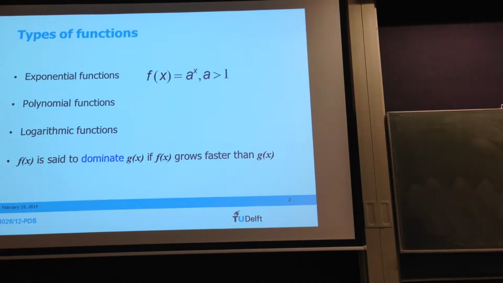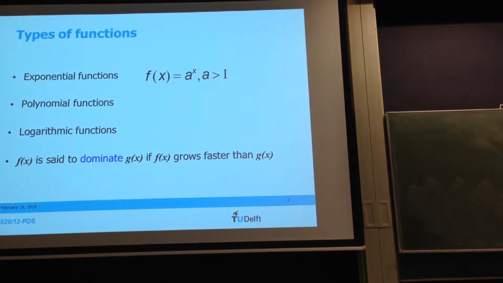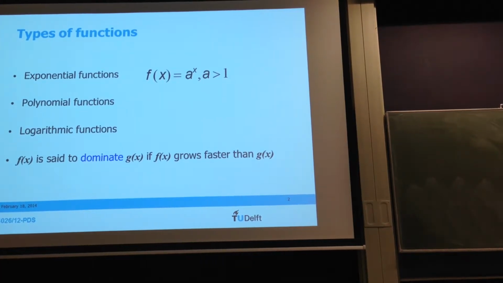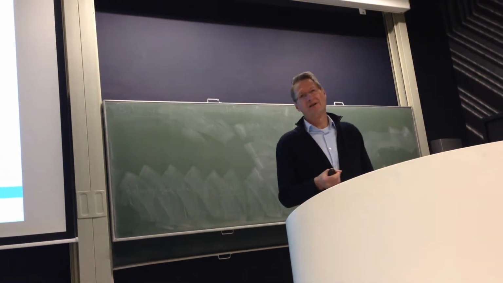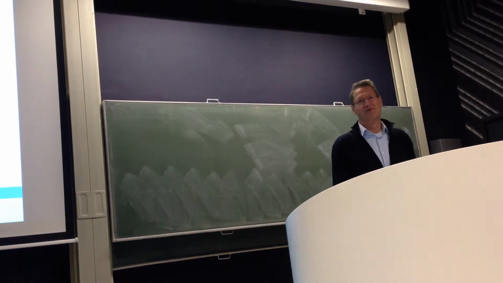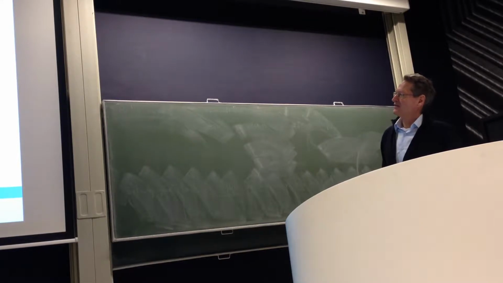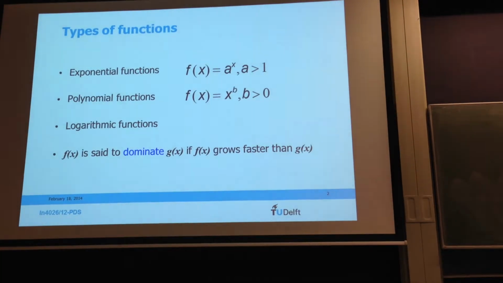So what is an exponential function? Well, it's typically a function in one variable, like this example, f of x is a to the power of x, where a is larger than 1. We usually talk about positive valued functions and positively valued arguments, because the argument usually is the number of elements or the number of processors or something like that. And it doesn't make sense to talk about a negative number of processors, obviously. So this is an exponential function. A polynomial function you have seen before, right?